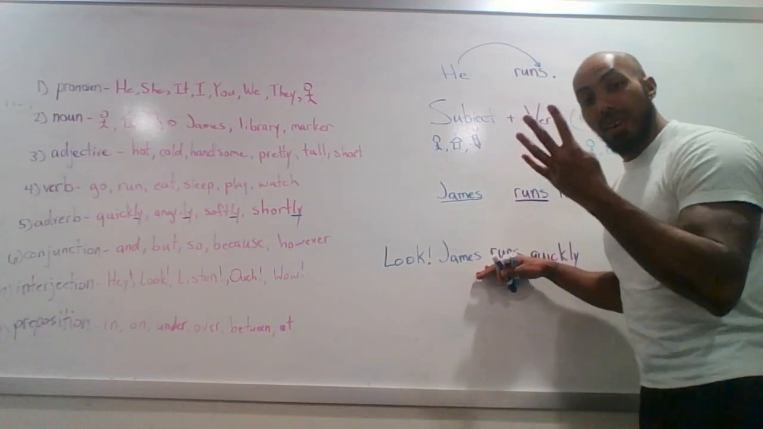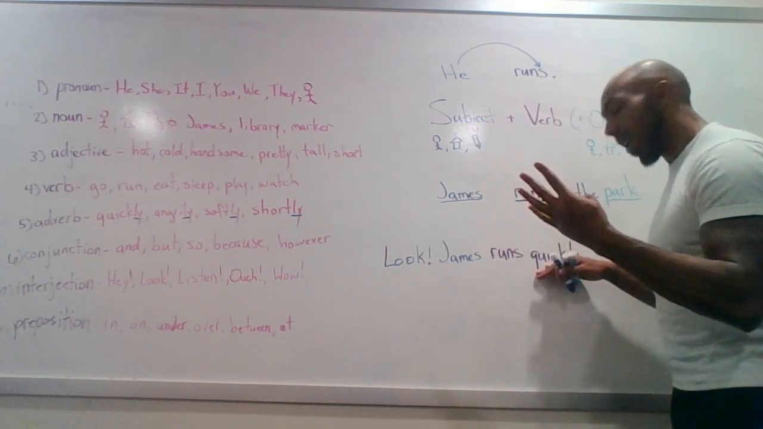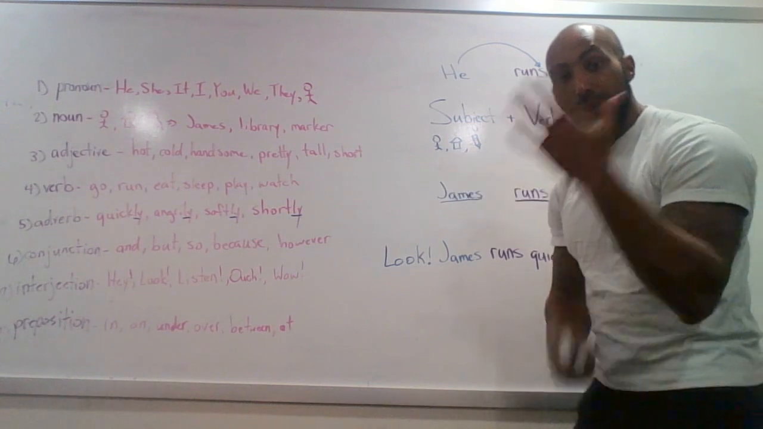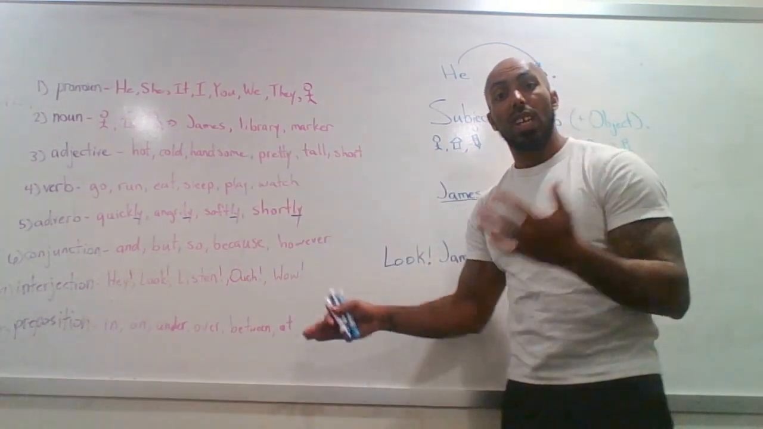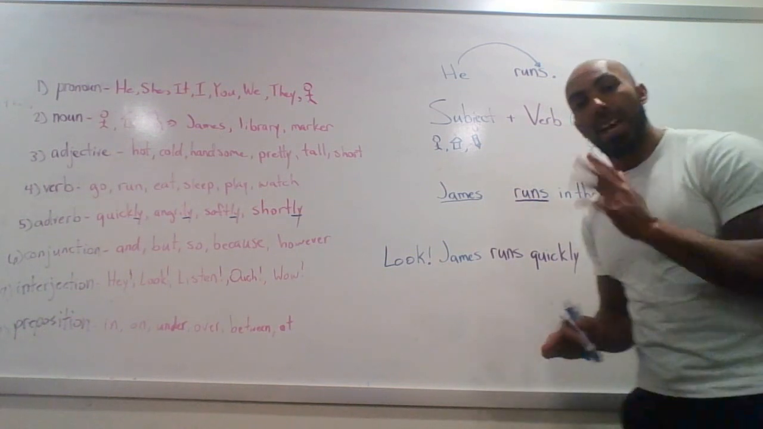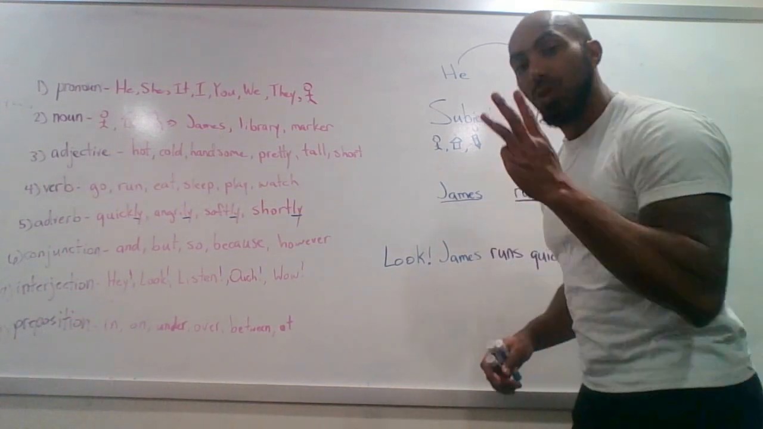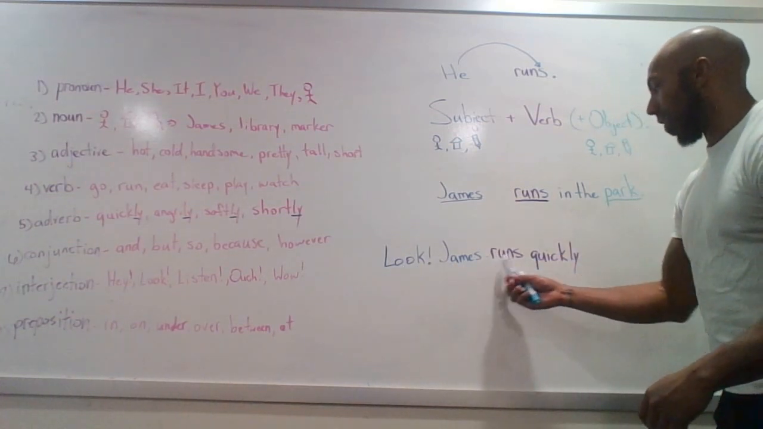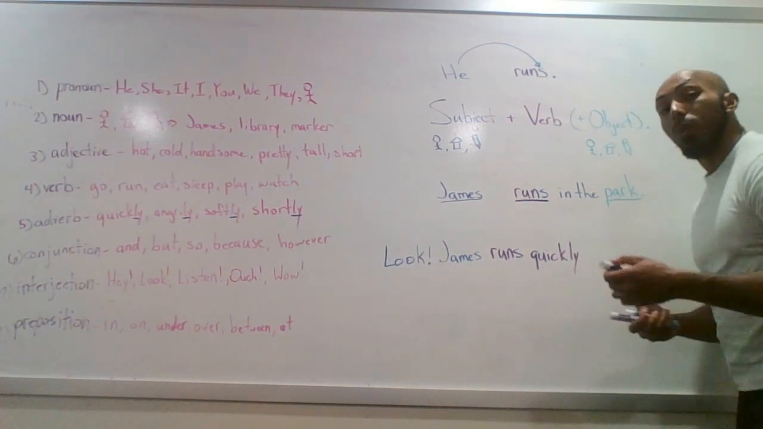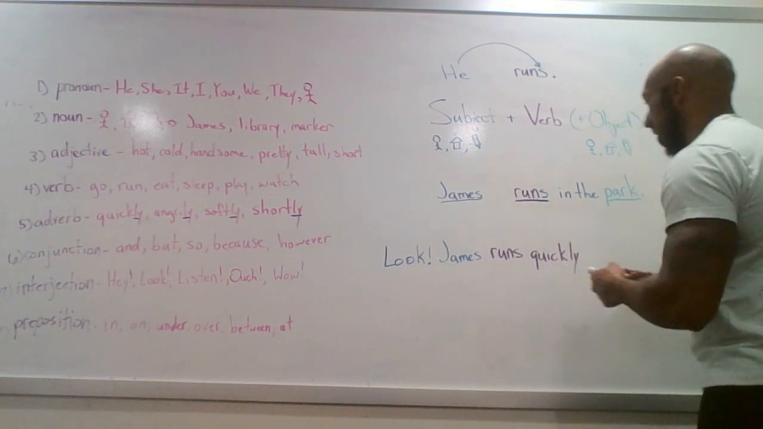Runs, I have my verb, okay? Quickly, I have my adverb, so I have 5 of the parts of speech in this very short sentence, and I'm not even done, okay? I need 3 more things, okay? So let's say, look, James runs quickly. Now I'm going to get my preposition, that will be 6.